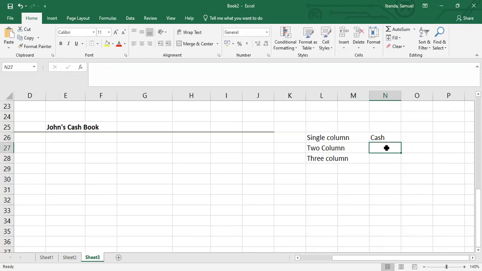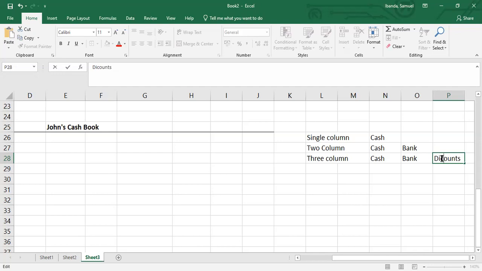Then the 2 column has a cash column, and then it has a bank column. That is what happens. And then the 3 column cash book has a cash, bank, and then discount column. That is what happens with the 3 columns.